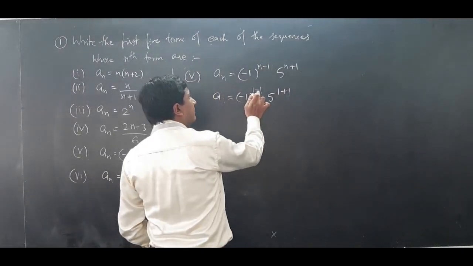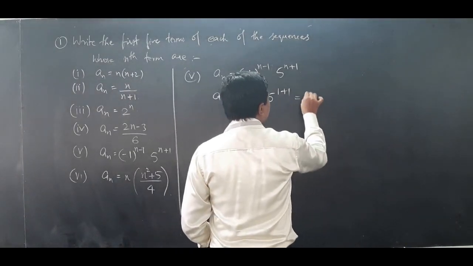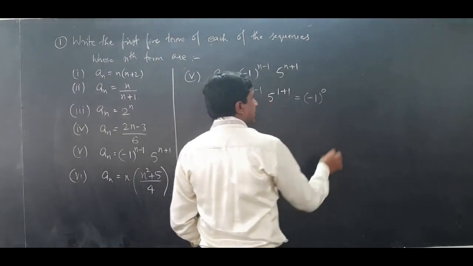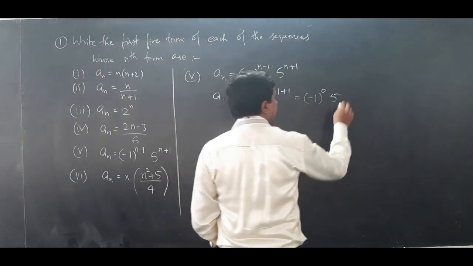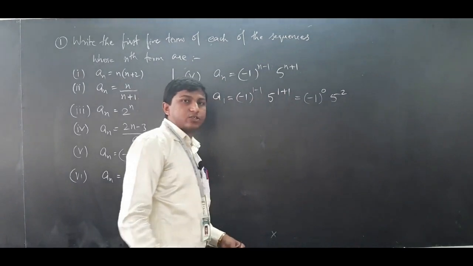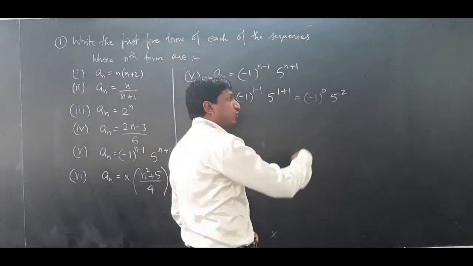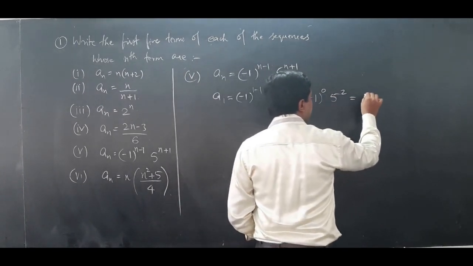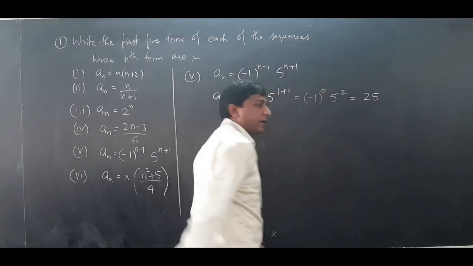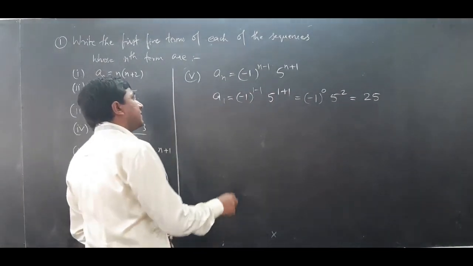So what is 1 minus 1? 0. So this is nothing but minus 1 whole power 0 into 5 power 1 plus 1 is nothing but 2, 5 square. We know that anything to the power 0 is equal to 1. So this is 1 into 5 square is nothing but 25. So the first term of this sequence is 25.